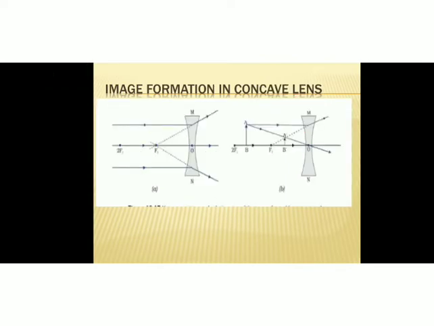Next, in this case, where will be U and V? So here object is at infinity. Anyhow, object will be to the left side of the lens. So object distance U will be taken as infinity, and it will be negative. And where is the image? Image is also formed on the left side of the optical center. So this is the image position. So V is also negative here.